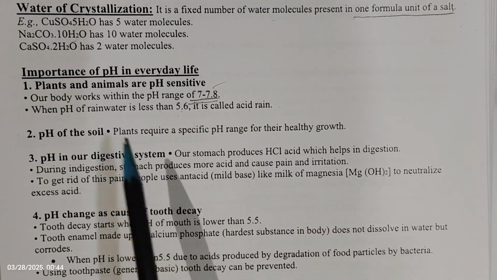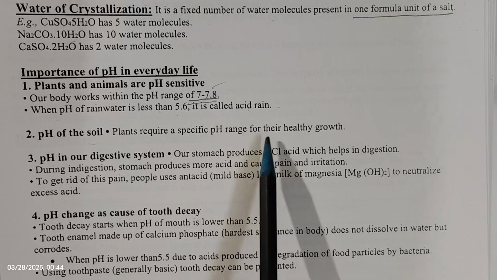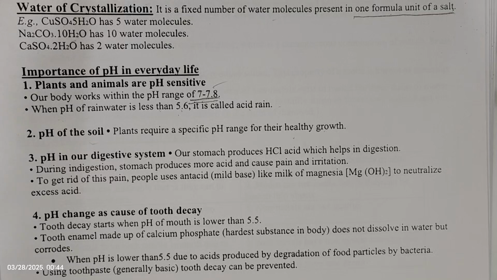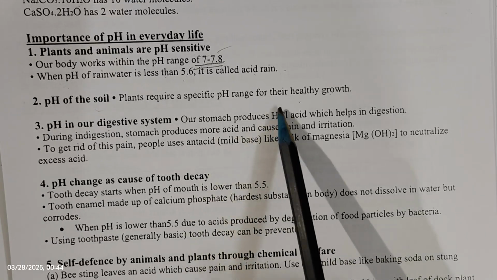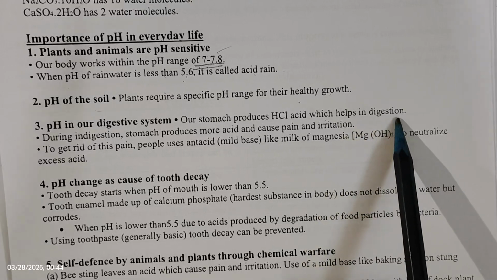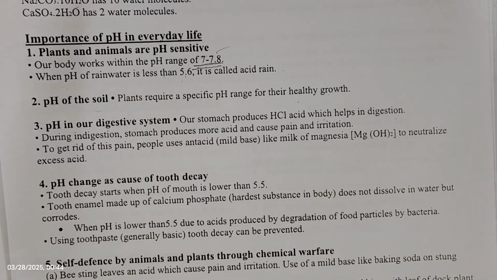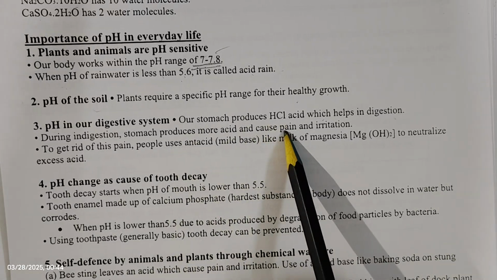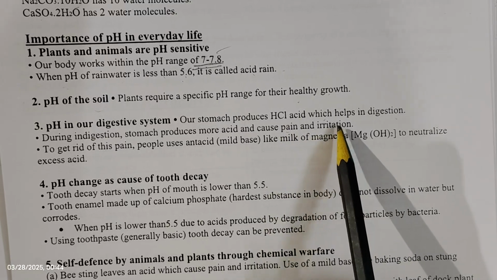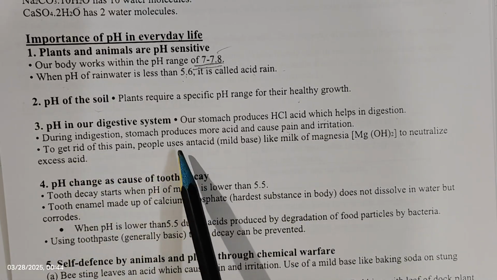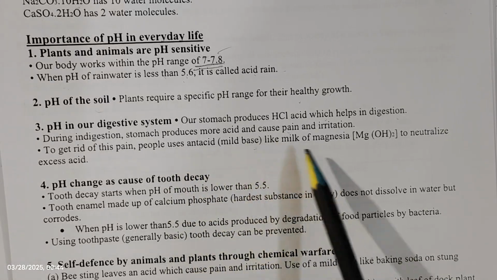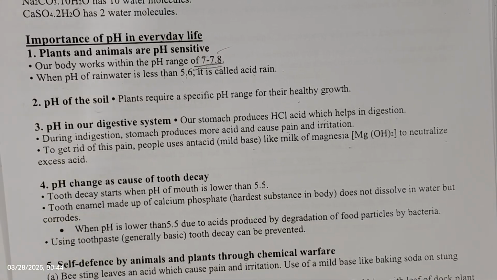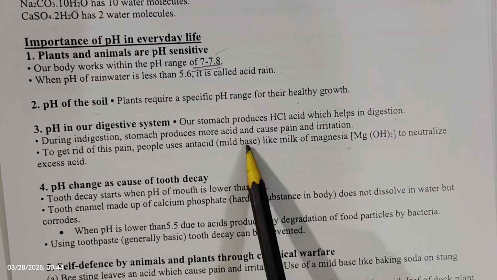Next, pH of soil. Plants require a specific pH range of soil for healthy growth. pH in our digestive system: the stomach produces hydrochloric acid, which helps in digestion. During digestion more acid is produced, which causes irritation. To get rid of this pain, people generally use a mild base like milk of magnesia, which neutralizes the excess acid.